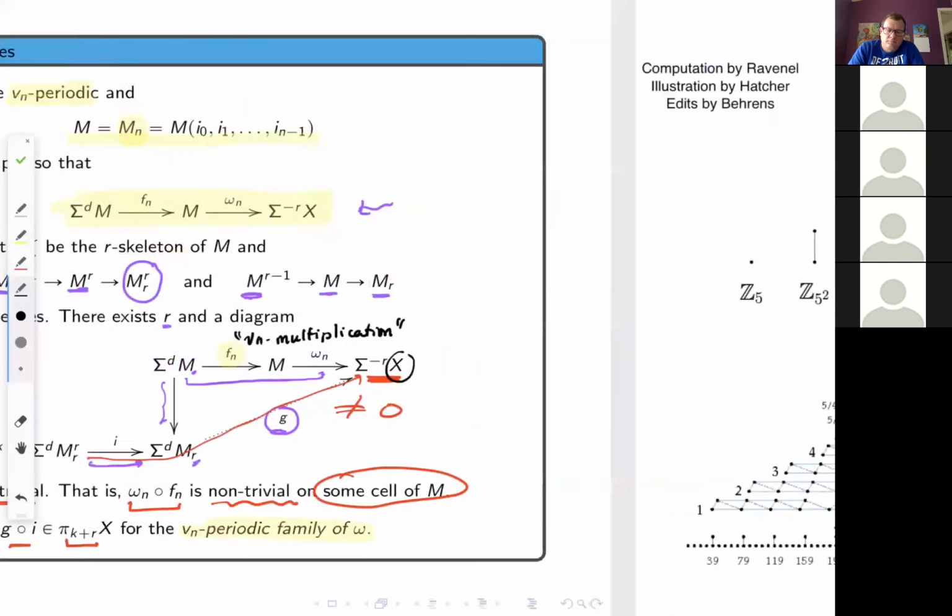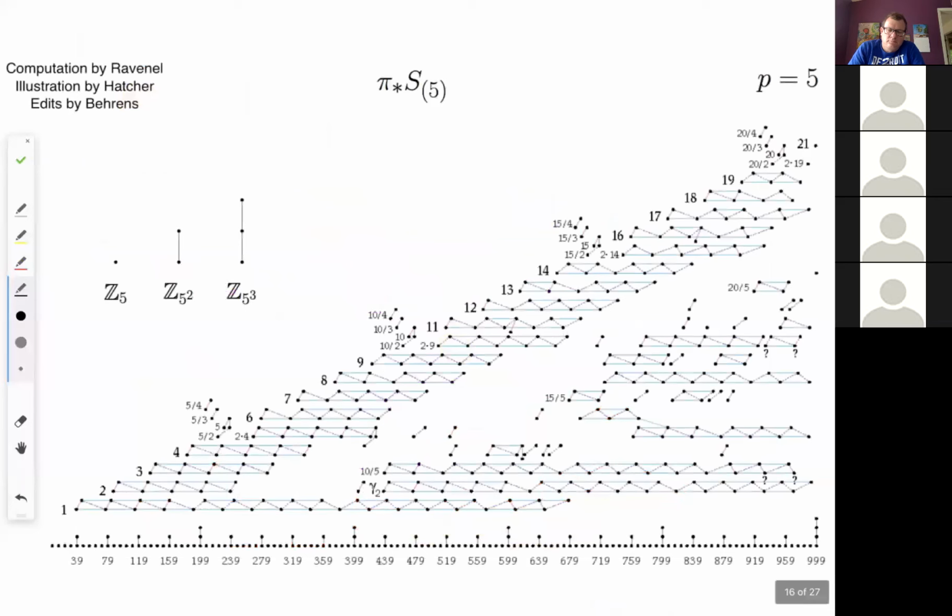Okay, so now I'm going to show you some charts. The picture you might recognize from Hatcher, the computation. It's a picture of a computation by Ravenel. And the edits I'm going to show you are mostly done by Mark Behrens. Okay, so in this picture, Z sub 5, so this is Z mod 5. I think I made this picture for a more general audience.